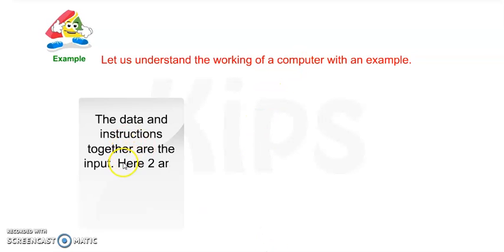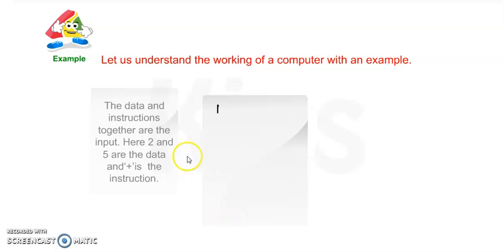Now let us understand the working of a computer with an example. The data and instructions together are the input. Okay, input is a combination of data and instructions. Here 2 and 5 are the data. Okay children, 2 and 5, these are digits. You can give any digit. Here 2 and 5 are the data, and plus is the instruction. It means we want to add 2 and 5. It means 2 plus 5 is the input.